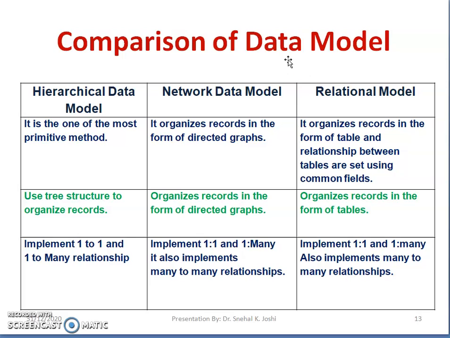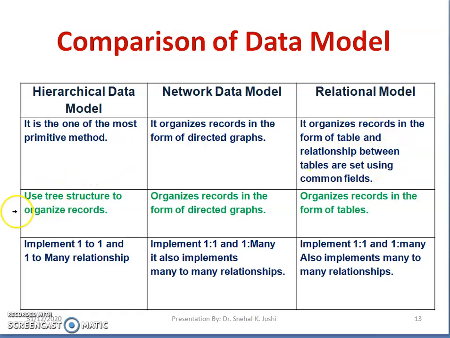Now, let us compare these three important models that we talked about: hierarchical database model, network data model, and relational model. How are they similar and different from each other? Let us compare them. First of all, the hierarchical database model is one of the most primitive methods, developed by IBM initially. Then came the network data model, which organized records in the form of directed graphs, whereas the relational model organizes records in the form of a two-dimensional structure, also known as a table, and relationships between tables are set using common fields.